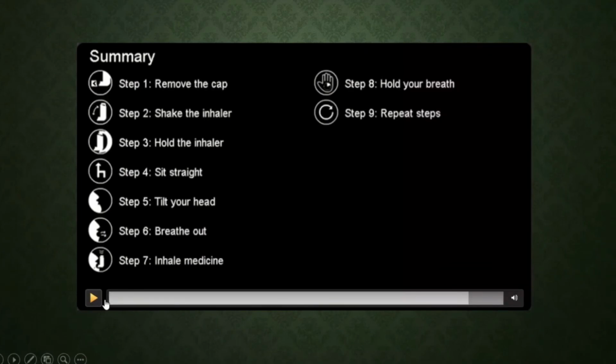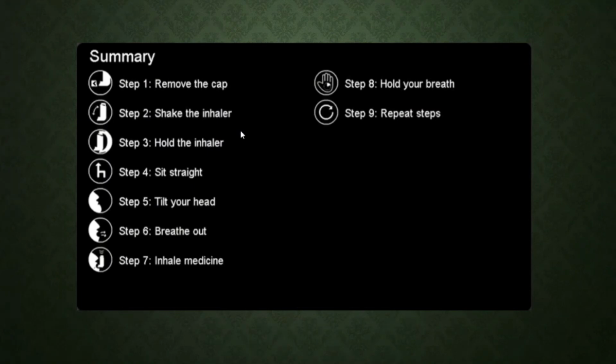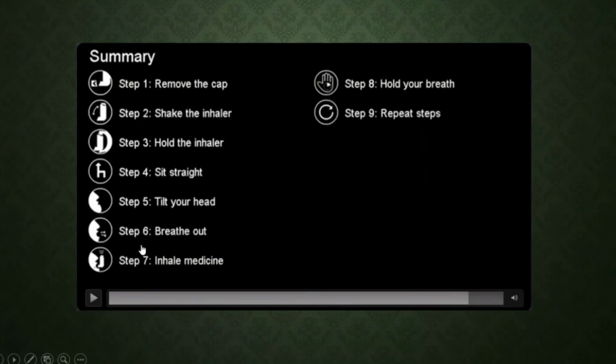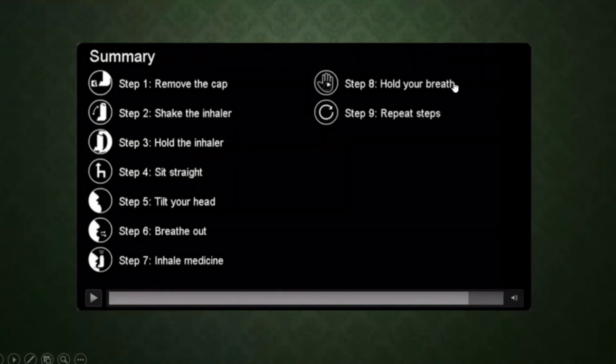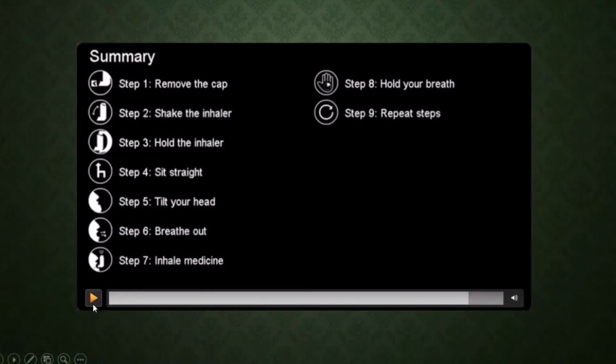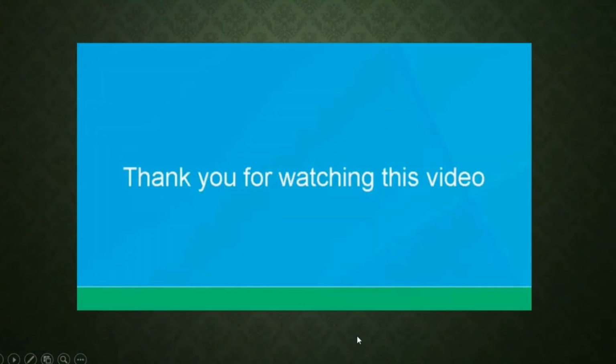So this is in brief the summary. Remove the cap, shake the inhaler, hold the inhaler with index finger and thumb, sit straight, tip your head back, breathe out. Firstly, you have to exhale completely, then inhale the medication. For elderly people, you tell them to use a spacer device. Hold your breath for at least 10 seconds. And then, if you have to take 2 puffs, repeat the entire steps once again. So that is how to use your inhaled medications, your MDIs.